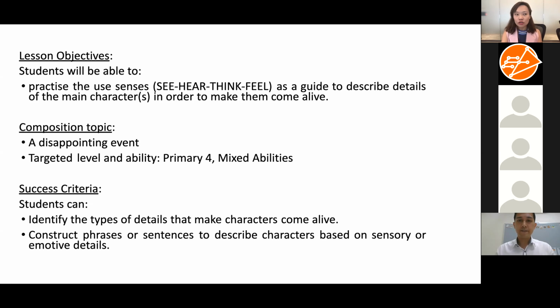Thank you. So for this lesson, this is a writing lesson, and the portion of the lesson that we will be looking into would be the pre-writing activity? Correct. This is actually a pre-writing activity. In fact, it's a series of activities before the actual writing. We have a topic statement, which is a disappointing event, which all of you can also see on your screens. So that's the main theme.